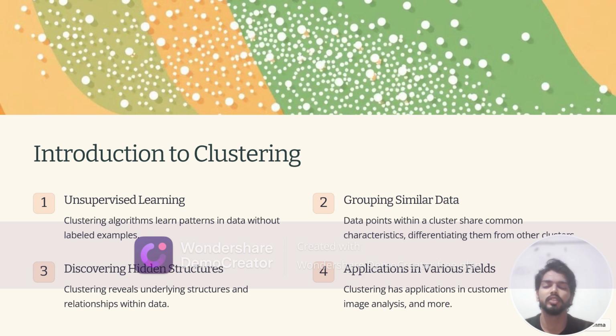Introduction to clustering. So what is clustering? Clustering can be divided into four simple points: unsupervised learning, grouping similar data, discovering hidden structure, and applications in various fields. Unsupervised learning: clustering algorithms learn patterns in data without labeled examples. Group similar data: data points within a cluster share common characteristics, differentiating them from other clusters. Discovering hidden structures: clustering reveals underlying structures and relationships within data. Applications in various fields: customer segmentation, image analysis, and many more.